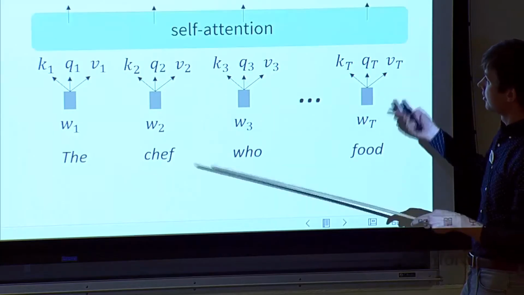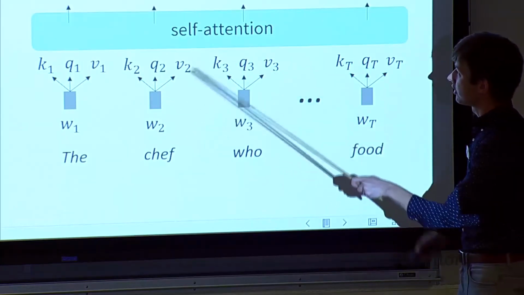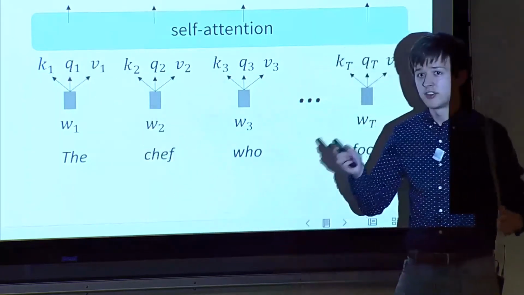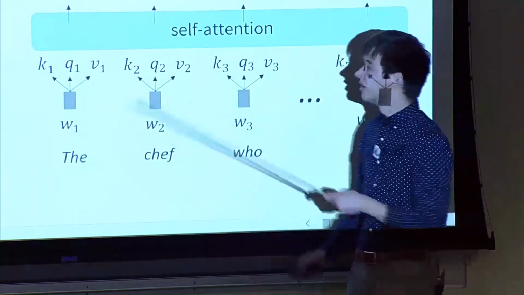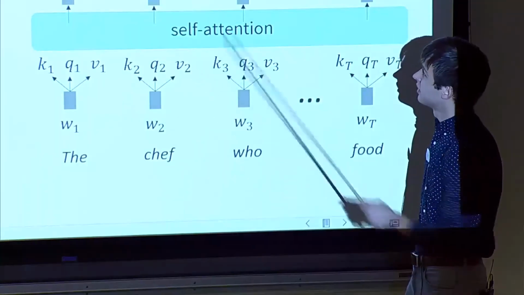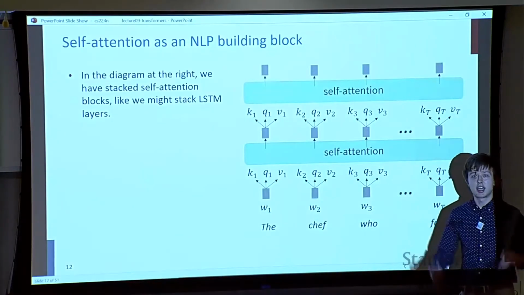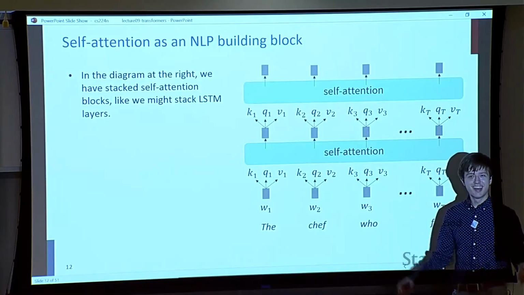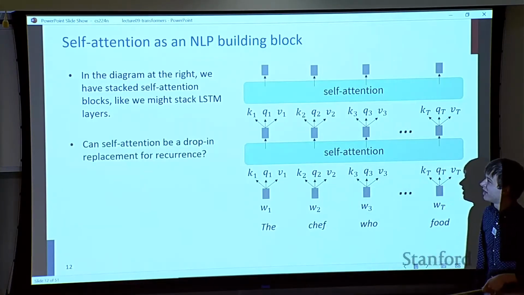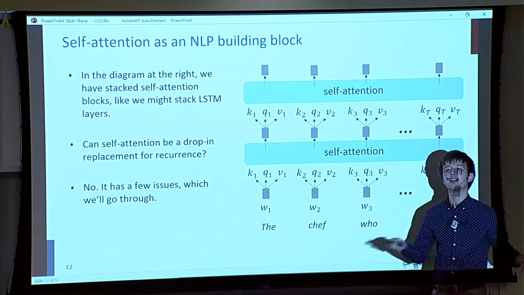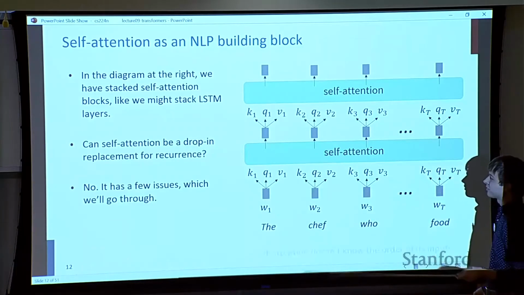And we might stack them like LSTM layers. So you have key, query, value, and perform self-attention on the keys, queries, and values. As we said, self-attention is a function on keys, queries, and values. So perform self-attention, get new keys, queries, values, and then perform self-attention again. This looks a lot like stacking LSTMs. But it actually has a few issues as it stands. So we're going to need to go on a journey to determine what's missing from our self-attention.